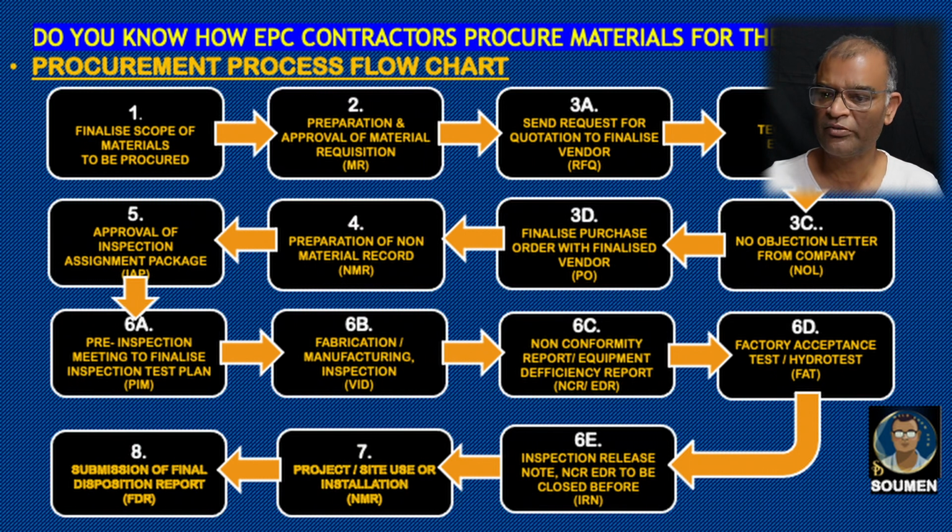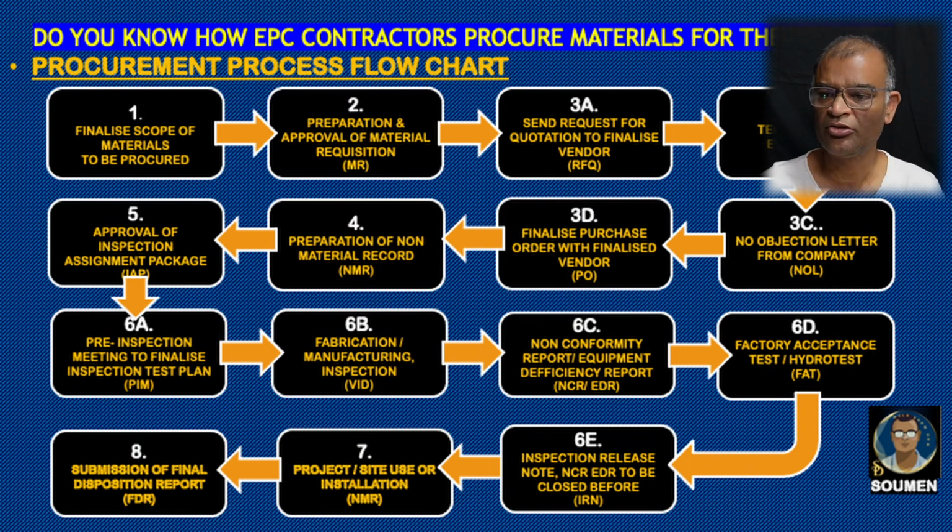During the fabrication or manufacturing process, there might be a very good possibility of some non-conformity which has to be recorded. Sometimes equipment efficiency report also being raised by the client, which has to be cleared completely before we do the factory acceptance test or hydro test as a final acceptance, which is also termed as FAT. After satisfactory acceptance of the FAT, inspection release note to be issued, NCR and EDR to be closed before IRN.